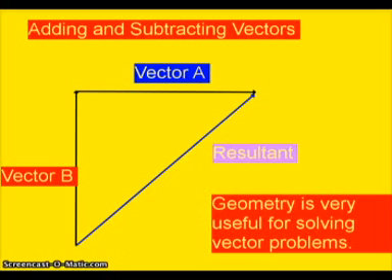Vectors have magnitude and direction. Vectors are drawn in the shape of an arrow that is pointing in the direction and is drawn to scale for the magnitude. In this particular case, we have vector A and vector B that are being added, and then the resultant is found down here. The resultant is what we get when we add or subtract our vectors. We're going to use geometry to find that resultant and to find the direction of the resultant.